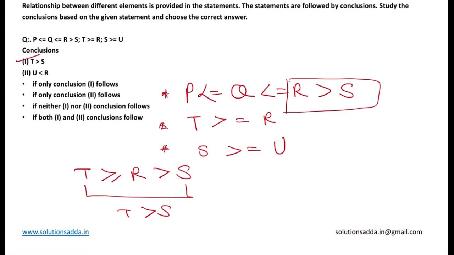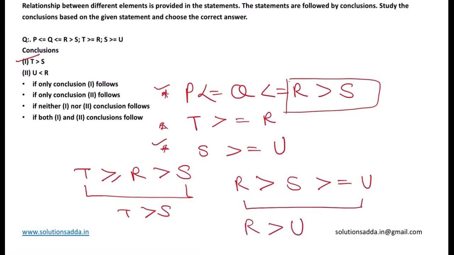Conclusion 2: U is less than R. So let us see the third statement. S is greater than or equal to U. Combining the first statement and the third statement, we see that R is greater than S and S is greater than equal to U. Therefore R is greater than U. Hence U is less than R. Therefore conclusion 2 also follows. Therefore option D is the correct answer.